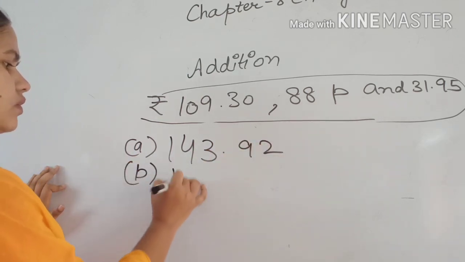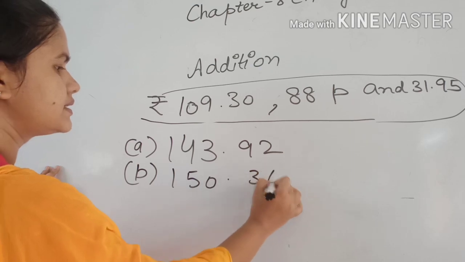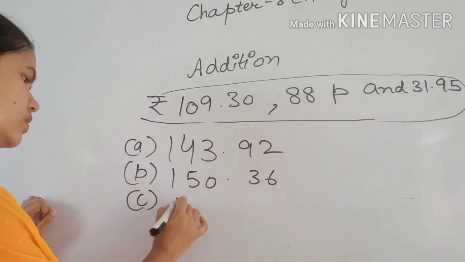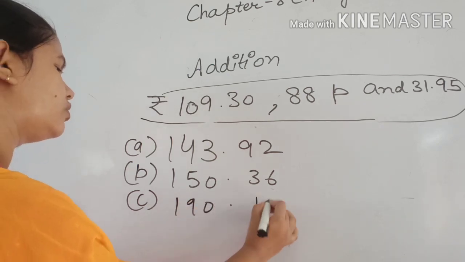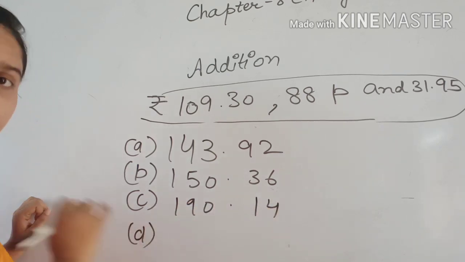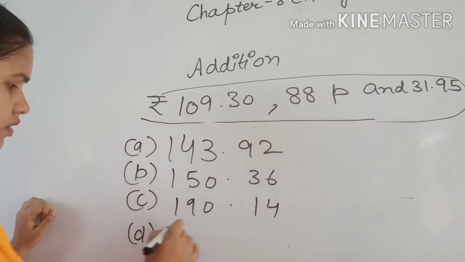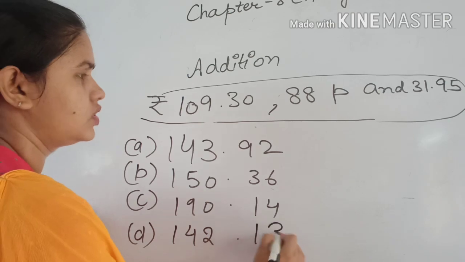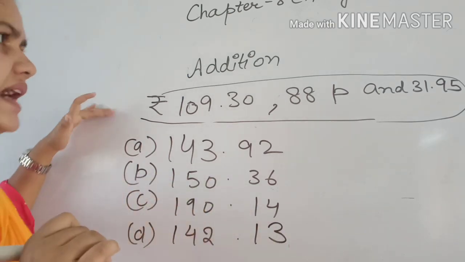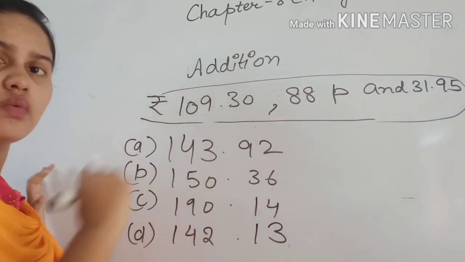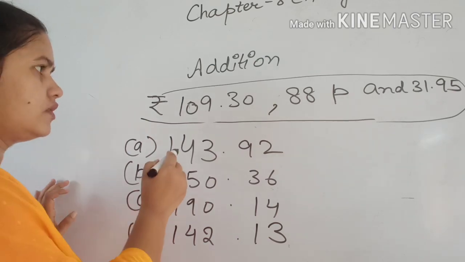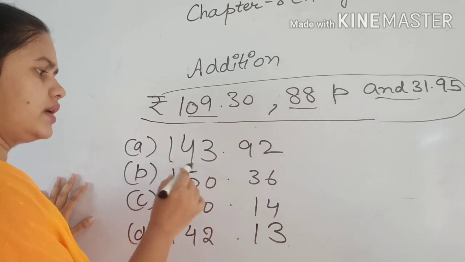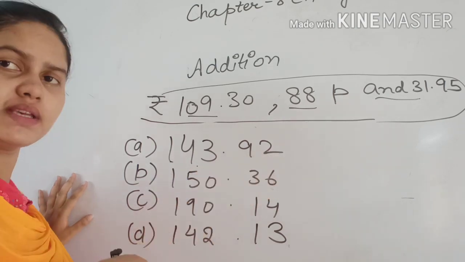okay, then B is 150.36 and C is 190.40 and D sum is, D we will take 142.30. So when we add this much, which one is your answer? 143 rupees 92 paise? No.